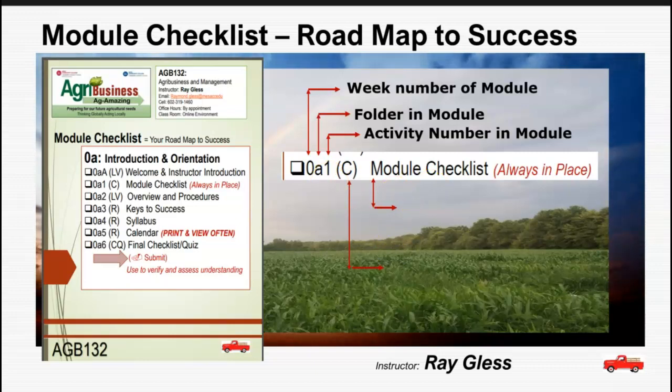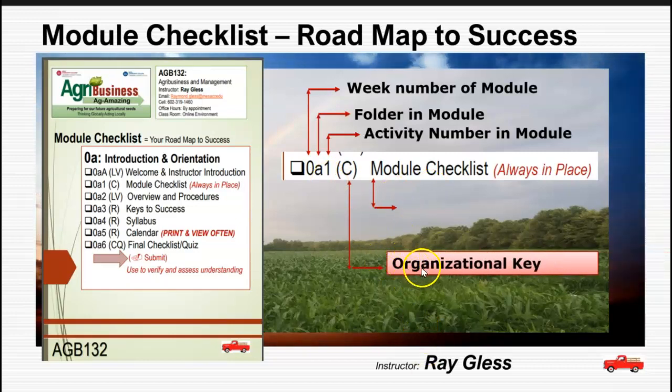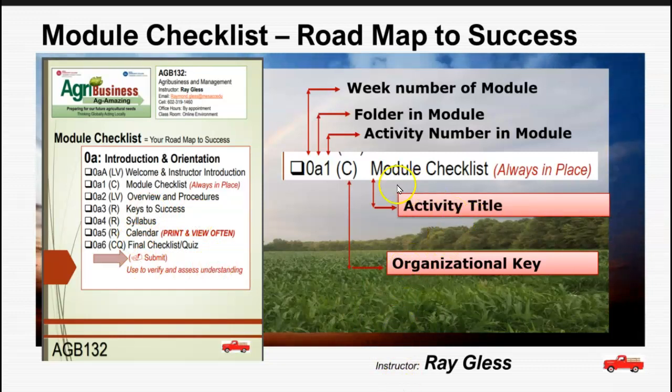Of course, then you have the organizational key that's here. You see these: LV is learning video, C is checklist, R means there's going to be some kind of reading assignment, CG is usually assessment, either a checklist or a quiz, some kind of assessment like that. That coding is on that checklist too, on the next page we'll talk about. Then you have the activity title right here, the name of the title that falls on that.